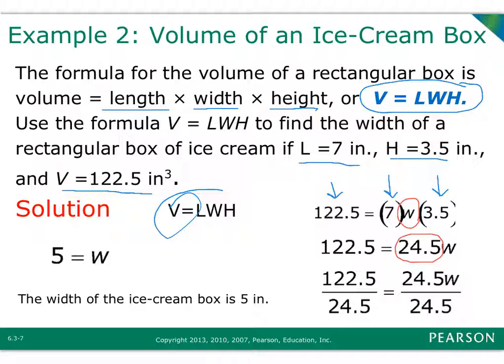And now we have to isolate W on one side of the equation to solve for it. When we do that, we divide both sides of the equation by 24.5. That is our principle of equality. And we ultimately get our answer: W is equal to 5. So the width of the ice cream box is 5 inches.